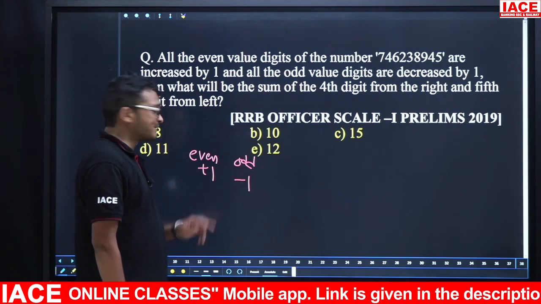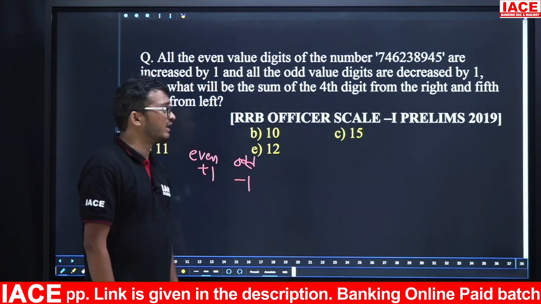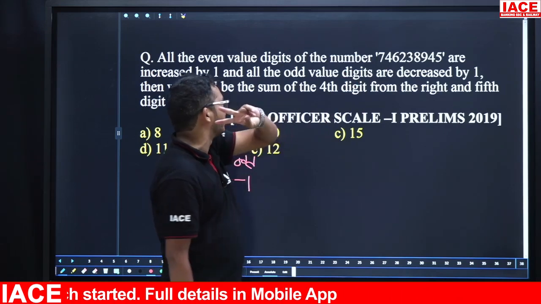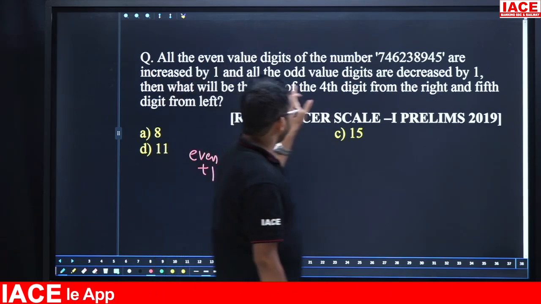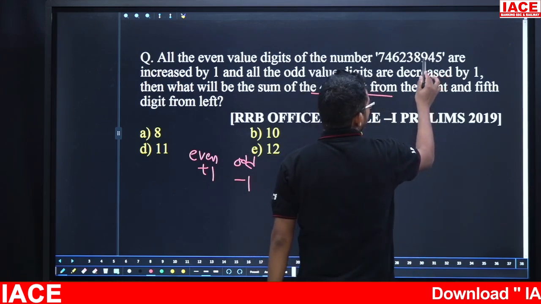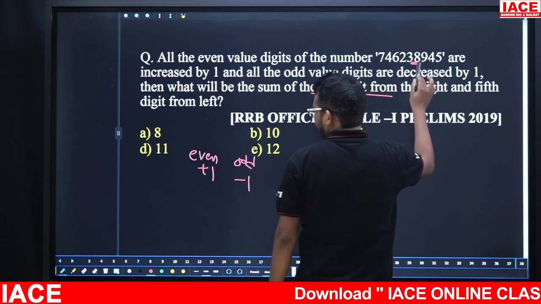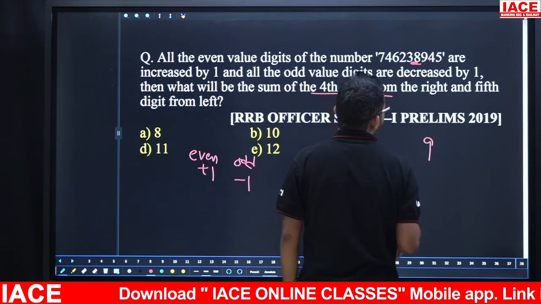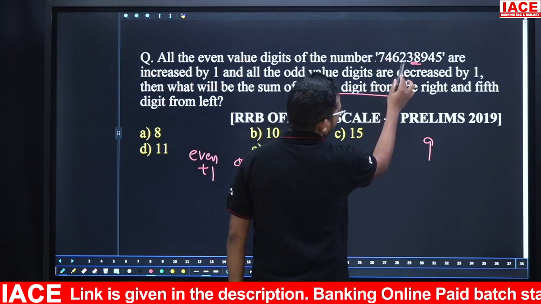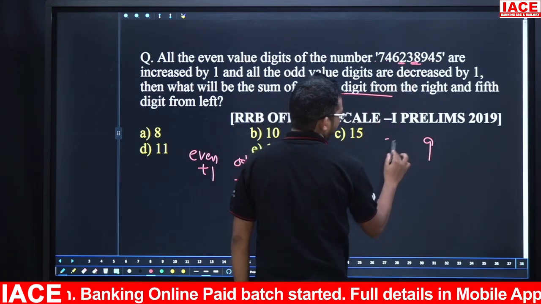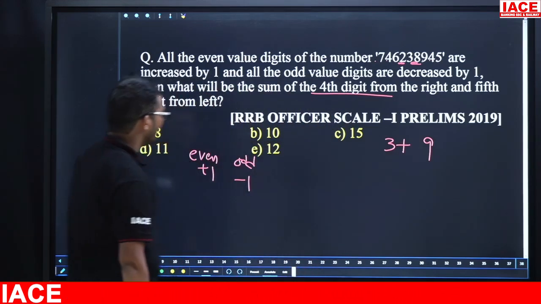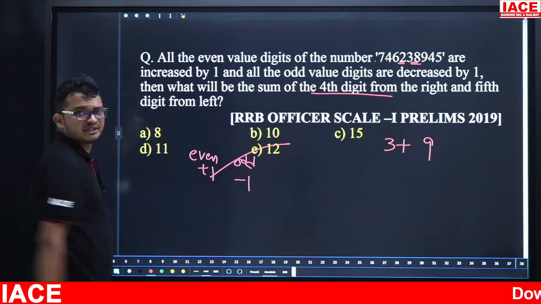So friends, if even digit means plus 1, odd digit means minus 1. But don't convert the entire given number. Our requirement is only 2 numbers. First, the fourth digit from the right-hand side. From the right, the fourth one is what? 1, 2, 3, 4. The fourth one is 8. 8 is even, then plus 1, 9. Next, the fourth digit from the left. 1, 2, 3, 4. This one here, 2. 2 is even, then plus 1, here 3. Now the sum of 3 and 9. 3 plus 9 is what? Here, 12. That means your answer is option E.